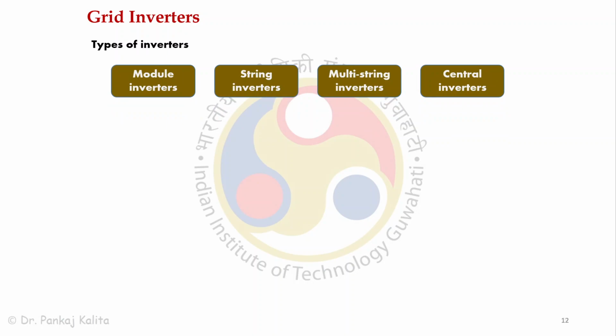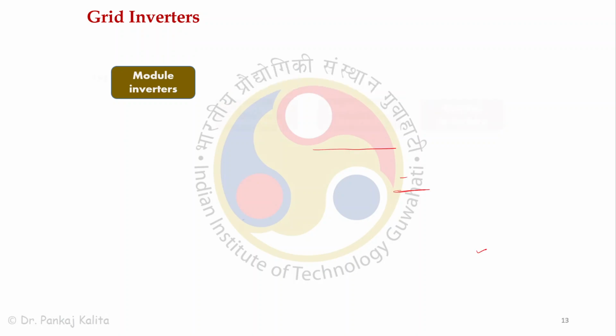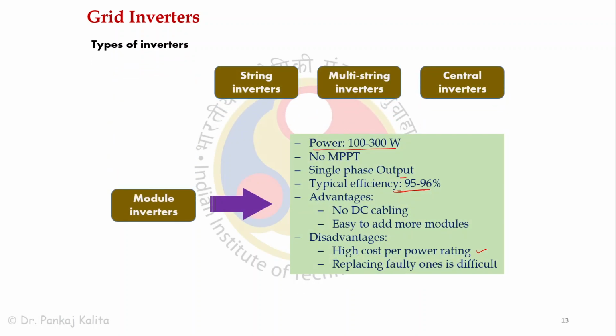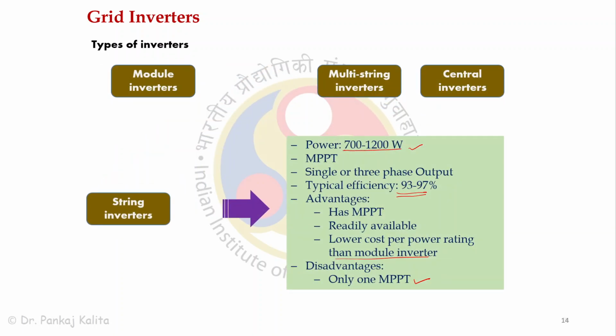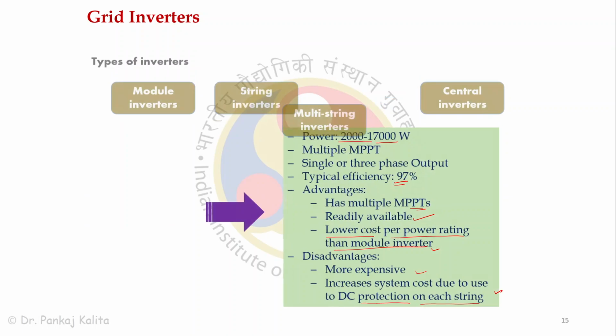There can be several types of inverters like module inverters, string inverters, multi-string inverters, and central inverters. These are some of the typical advantages and disadvantages of these types of inverters. Please go into this. These are very important because many questions can be asked in the exam based on these types of inverters. They can give a list of inverters, then list the properties, and ask you to match these properties with the type of inverters.